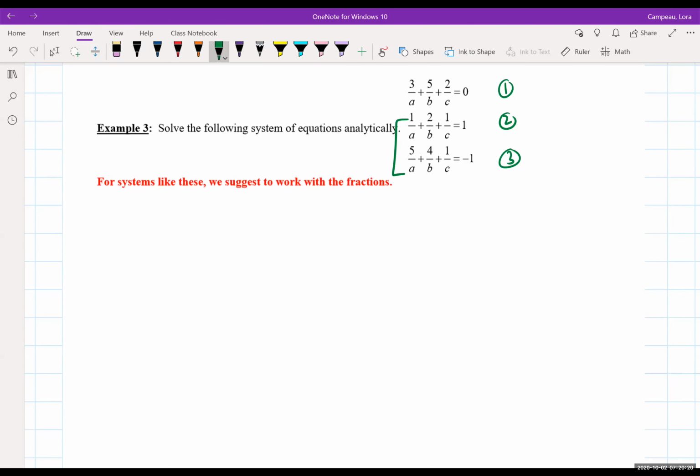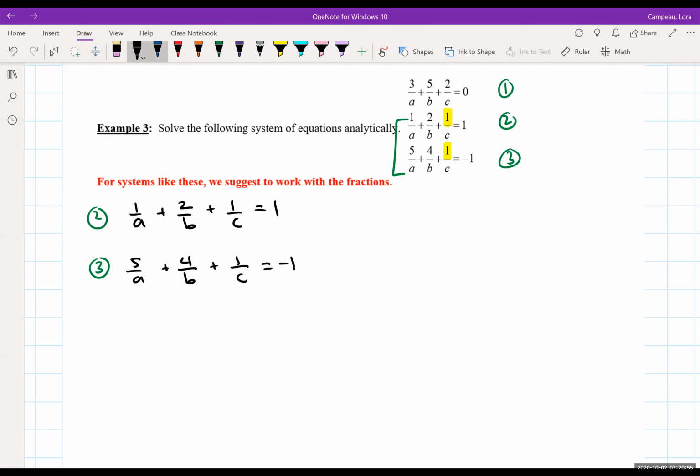The reason is that they both have a 1 over c, so it might be a little easier to work with. So I will do that. Just be patient with these, and take your time to write them out. Equation 2 is 1 over a plus 2 over b plus 1 over c equals 1. And 3 is 5 over a plus 4 over b plus 1 over c equals -1.